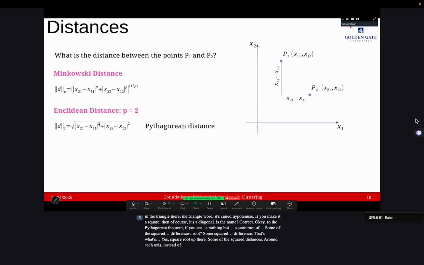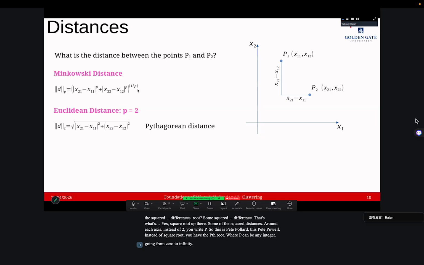Instead of 2, you write p. So this is a pth power, this pth power. Instead of square root, you have the pth root, where p can be any integer going from 0 to infinity. This is called Minkowski distance.